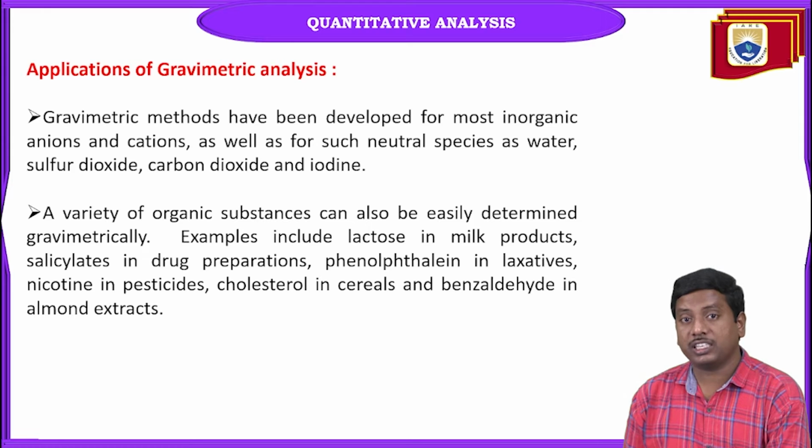Now we see what the industrial applications of gravimetric analysis are. There are a variety of organic substances that are easily determined gravimetrically. An example in industry is the milk industry, for the determination of one of the carbohydrates, namely lactose. Lactose is very important to give strength to babies, especially small children. So that's why lactose is very important in milk. This gravimetric analysis is applicable for the determination of the lactose present in milk.